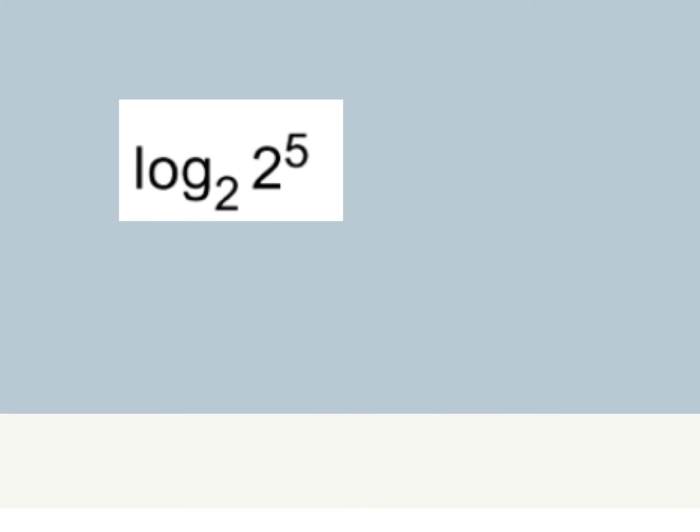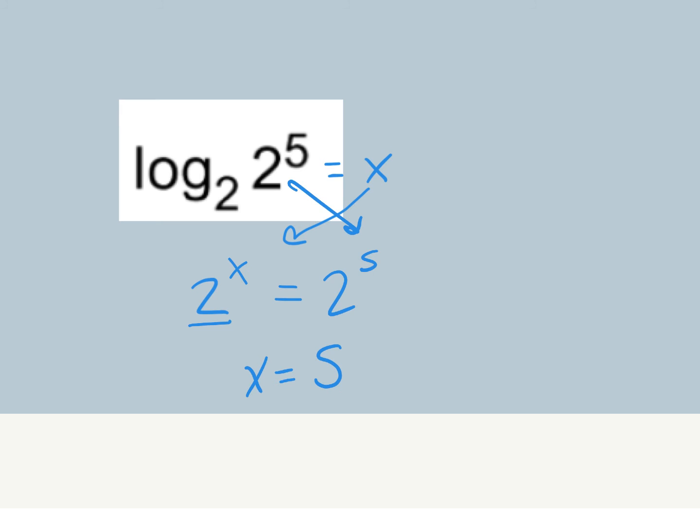All right, last one. This is equal to x. We need to find what x is. What's our base? 2. What's our exponent? X. And then what's that equal to? 2 to the 5th power. So 2 to what power is equal to 2 to the 5th power? So what's x equal to? 5. Perfect. So if your bases are the same, we have 2 and 2, that means x is equal to 5.